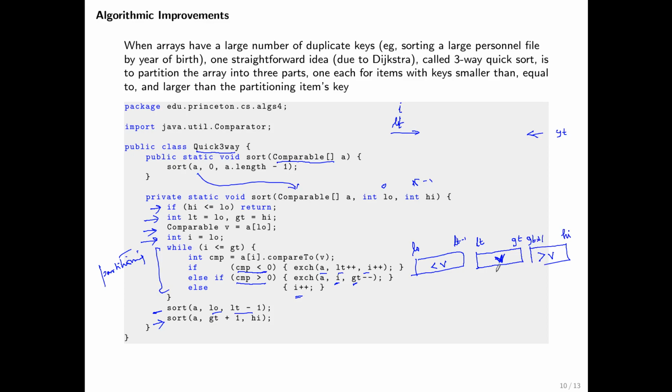Notice that we don't call sort on the middle partition, because all the elements here, which are equal to the pivot, are already in the right place. They need not be moved around. So sort only needs to be called recursively on the first partition and the third partition. So that's how the quick three-way algorithm works.